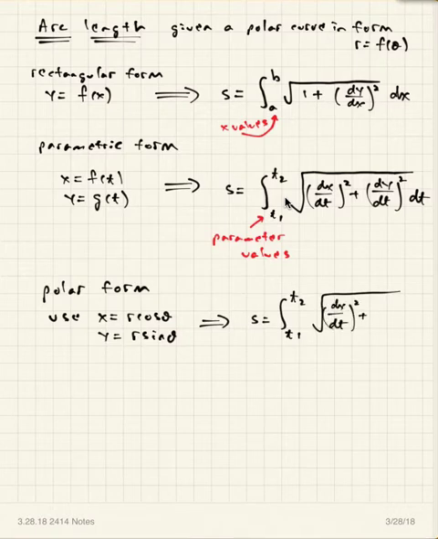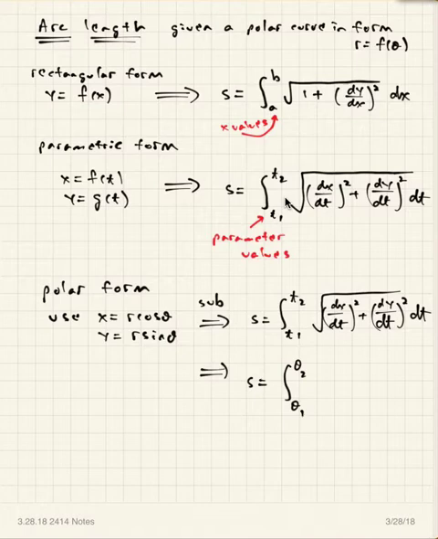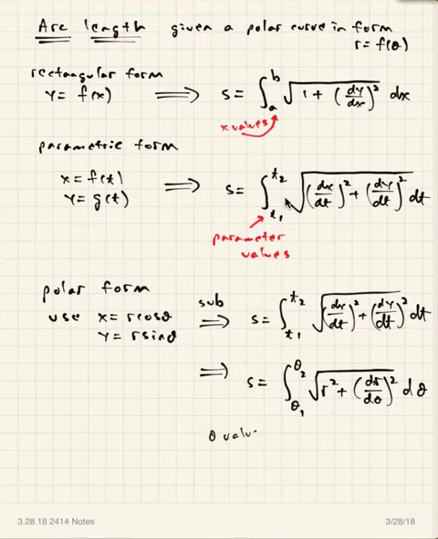So you're going to substitute them into this form. In other words, you're going to find (dx/dt) squared and (dy/dt) squared. When you do that, you end up with this polar form, the integral from theta 1 to theta 2. These are values of the angle theta. And this would be the square root of r squared plus (dr/d theta) quantity squared, d theta. The limits of integration are now theta values, values of the angle that define the curve that you're talking about.